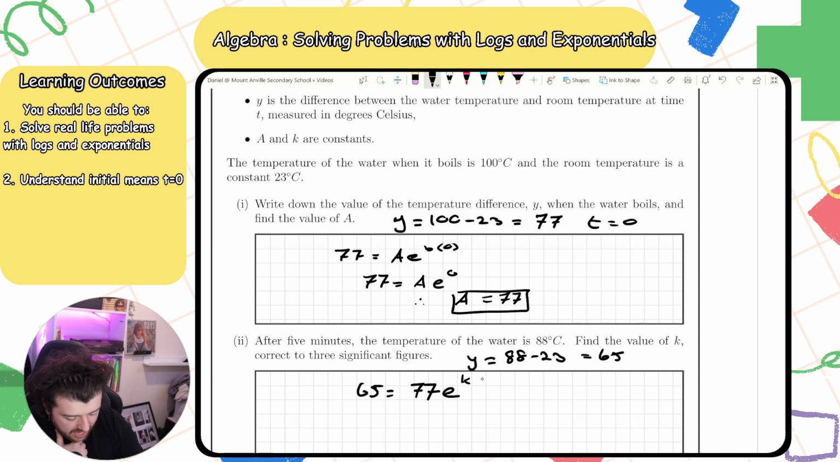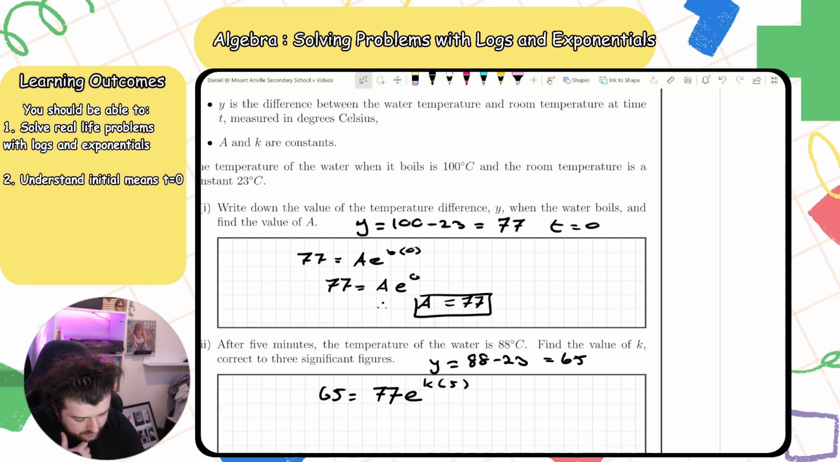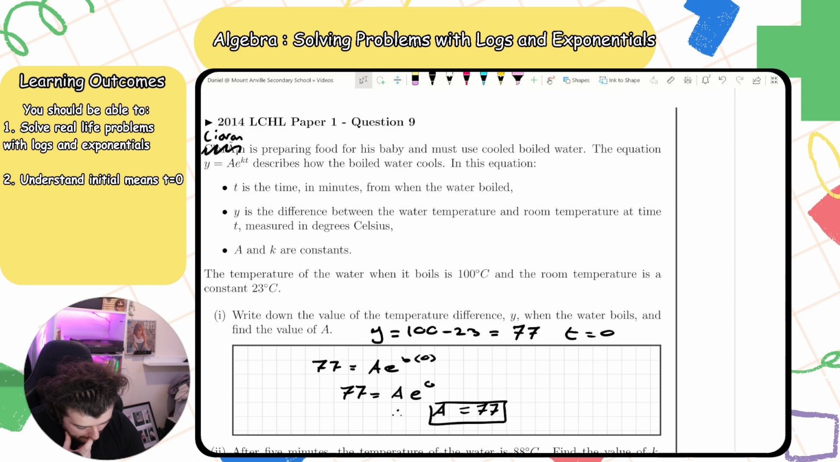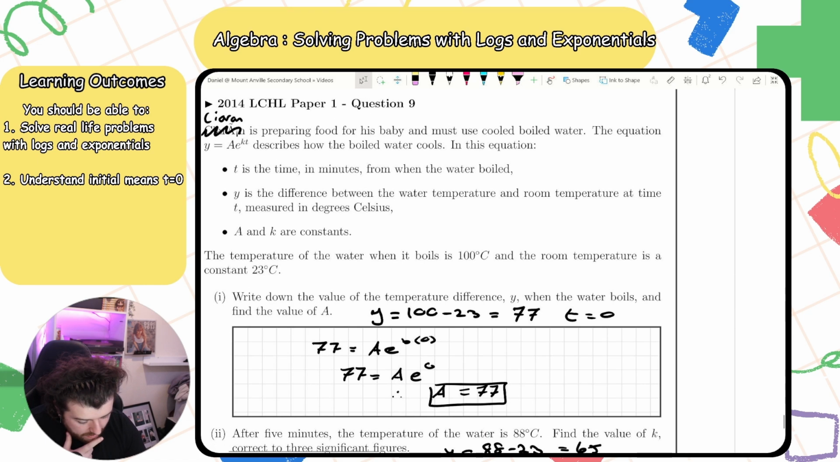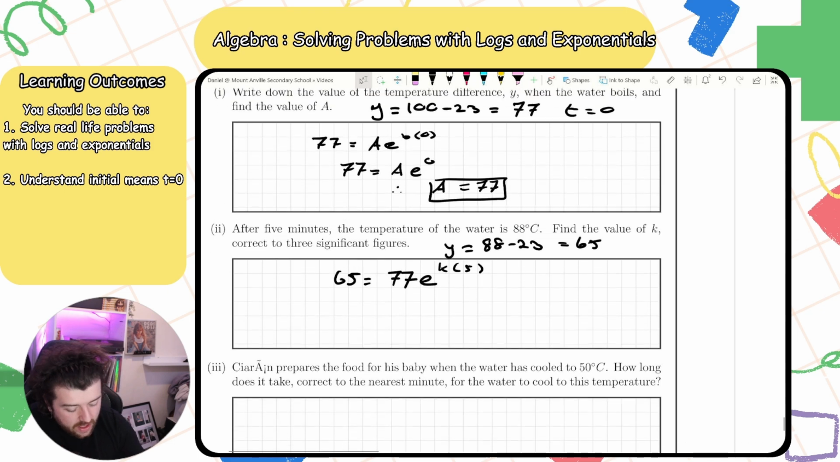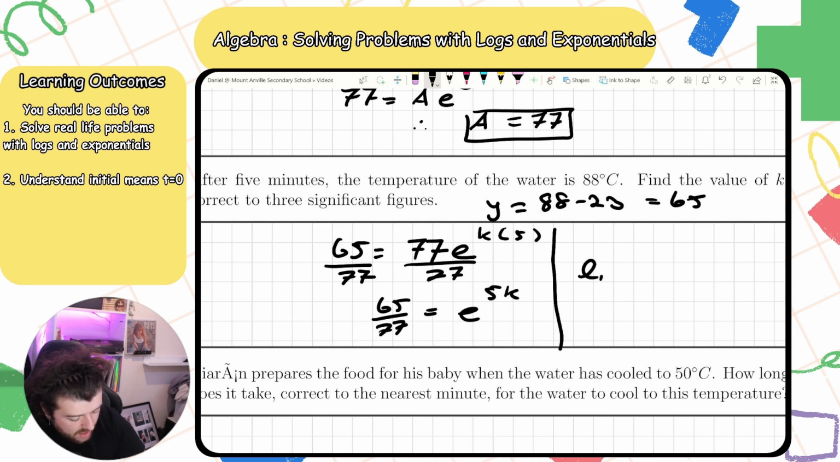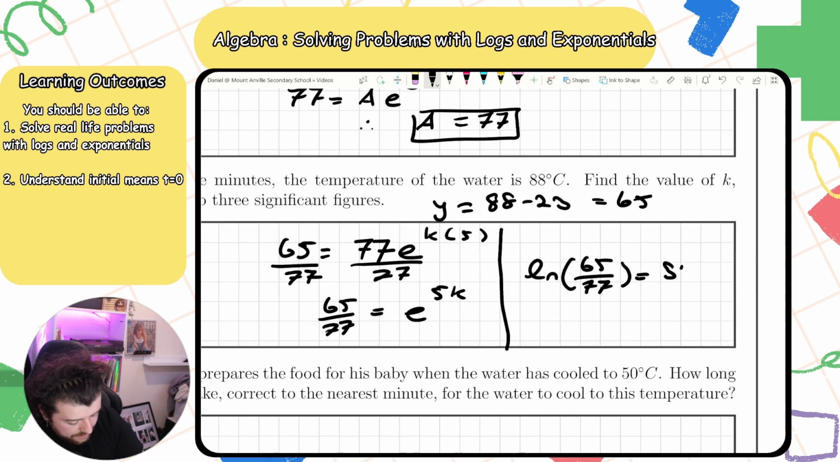So e to the k, and after 5 minutes, and then see, time is in minutes, I'm pretty sure. Yeah, pretty sure time's in minutes. Yep. 5, get what k is, divide both sides by 77. So 65 over 77 equals e to the power of 5k. ln 65 over 77 equals 5k. Divide all that by 5.